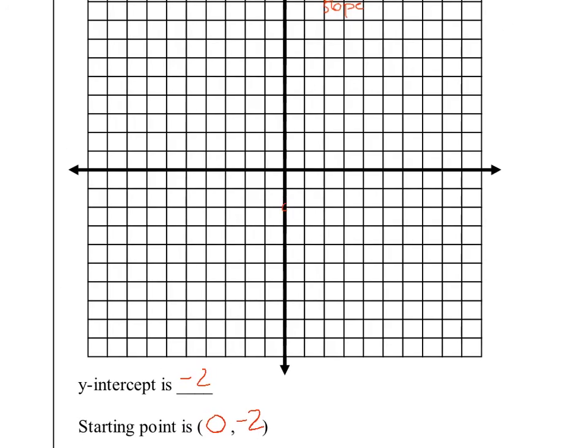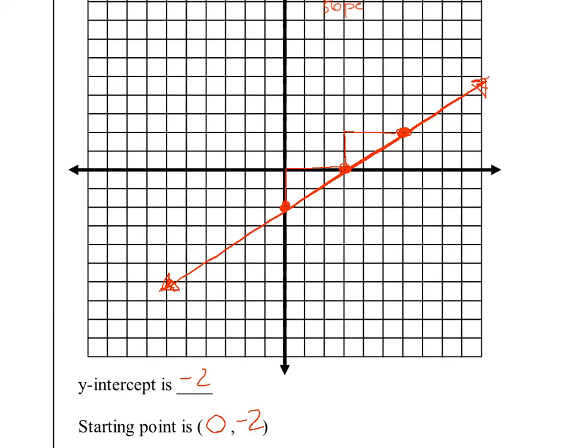Graph my point, 0, negative 2. Follow my slope, rise 2, run 3. Rise 2, run 3. And we'll go ahead and get our line going through it. And that's it.